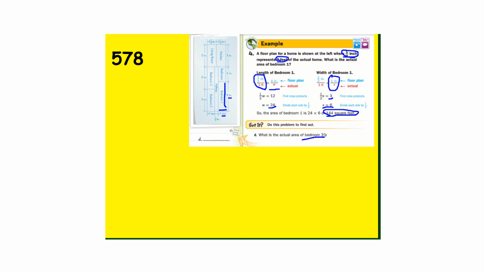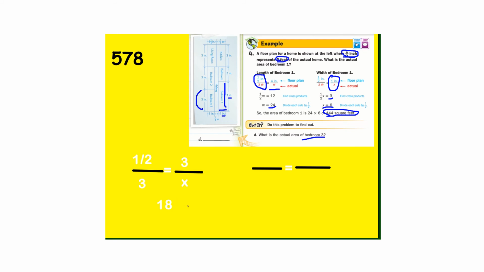So now they're going to ask you to do the same thing with bedroom 3. So this is going to take you a couple minutes because you have to find out the actual lengths, and then you have to multiply them together to get the area. So pause the video and figure out the area for bedroom 3. Okay?